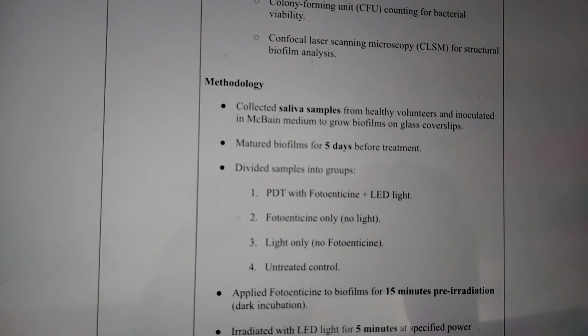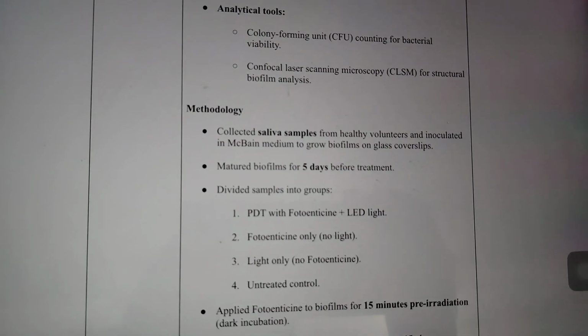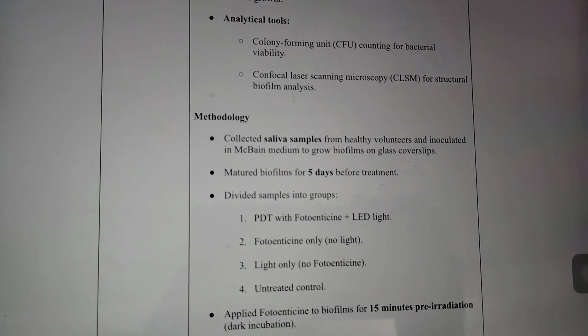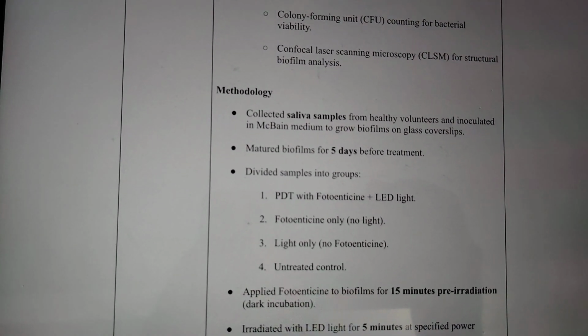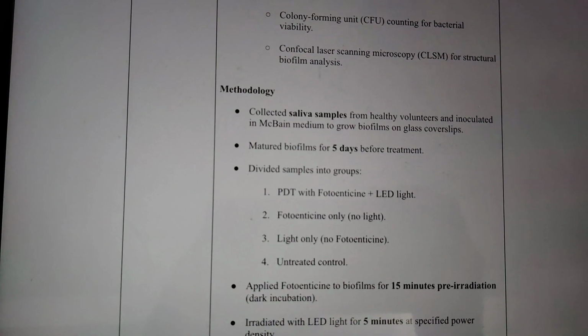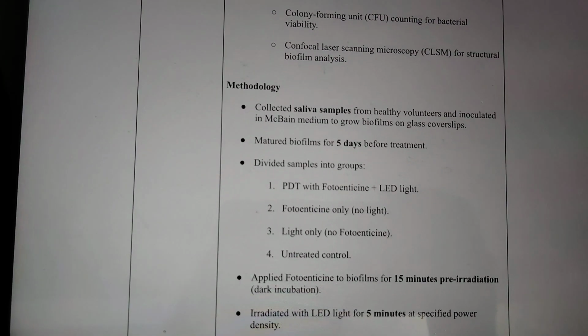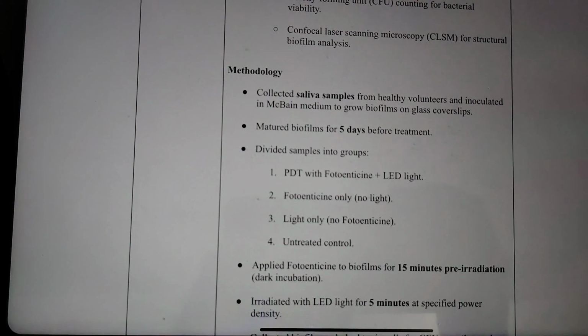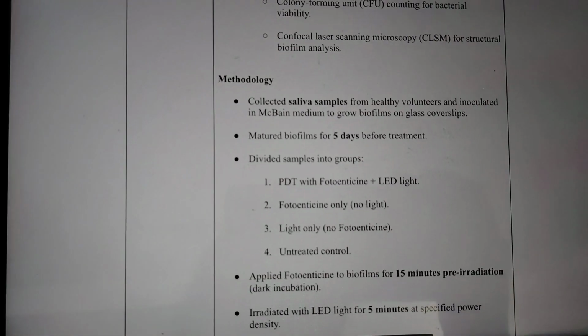When we talk about the methodology, we collected the saliva samples from healthy volunteers and it was inoculated in McBain medium to grow biofilms on glass cover slips. The biofilms were matured for 5 days before treatment, and it was divided into groups. First group was PDT with photoenticin plus LED light. Second group was photoenticin only, and third group was light only, and fourth was untreated control.